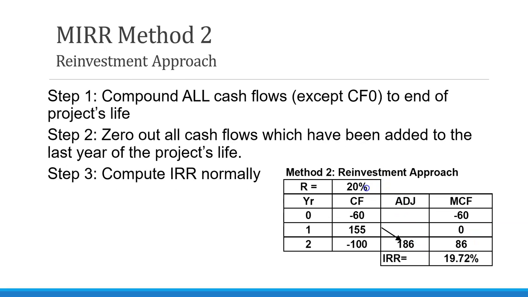In the second method, this is our reinvestment approach. We compound all cash flows except cash flow zero to the end of the project's life. This zeroes out all cash flows which have been added to the last year of the project's life. And we compute the internal rate of return normally under that method. Then we only have one negative. So we're looking at the future value amount for the year one cash flow, adding it to the year two cash flow.